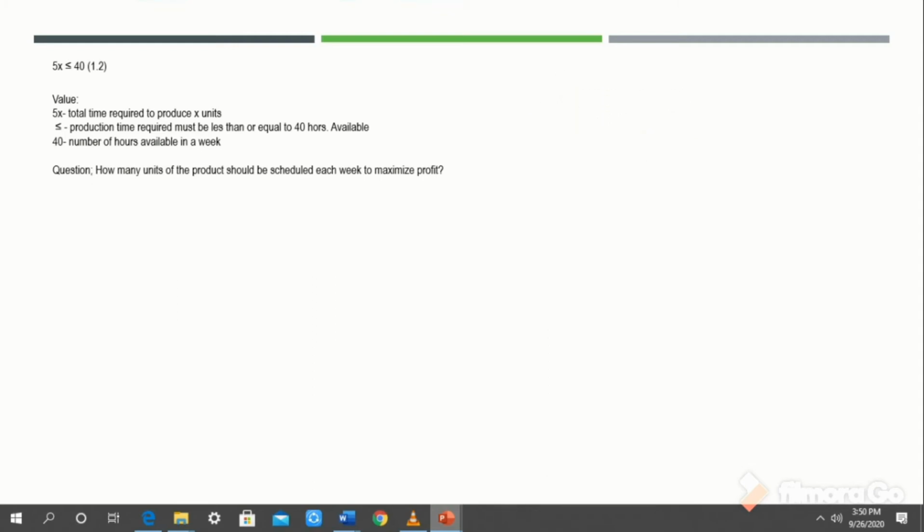Okay, so ato na siya ang equation. 5x is less than or equal to 40. So the value, 5x is the total time required to produce x units, at 5 hours for every unit. And then less than or equal to means the production time required must be less than or equal to 40 hours. And 40 is the number of hours available in a week.